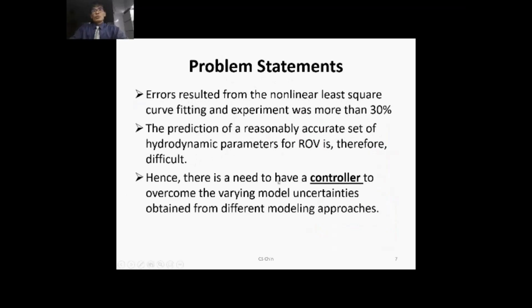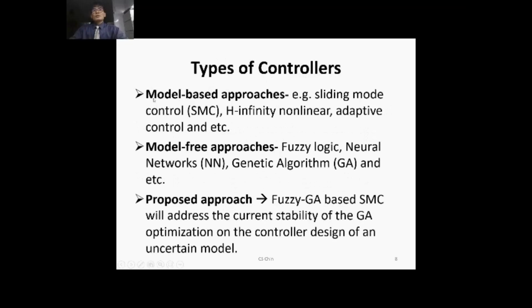So we need to have a controller to overcome the varying model uncertainties obtained from different modeling approaches. Types of controllers. First, model-based approaches such as sliding mode controls, H-infinity, nonlinear adaptive control, and there are many others. Model-free approaches, we know they are fuzzy logic, neural network, genetic algorithm, and there are many you can find from the literature. Here, we just propose the fuzzy GA-based sliding mode control, which will address the current stability of the GA optimizations of the controller design of an uncertain model.